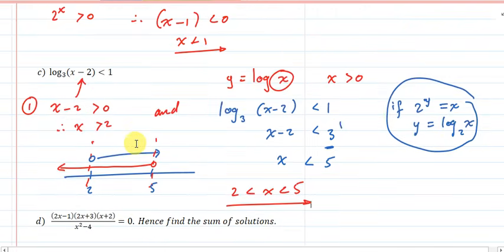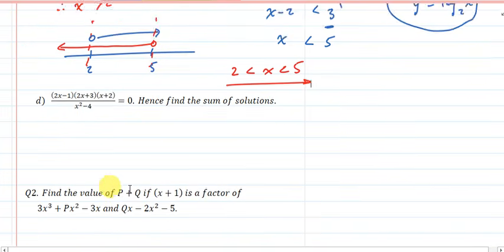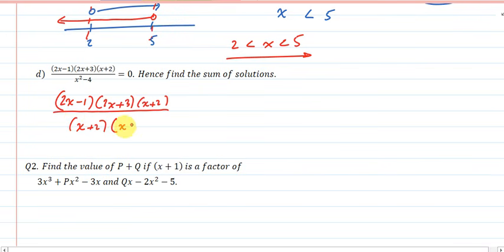Third problem. Fourth problem, D. 2x minus 1 into 2x plus 3 into x plus 2 over x squared minus 4 is equal to 0. So let us solve for x here. So we have to factorize. We got 2x minus 1 into 2x plus 3 into x plus 2 all over x plus 2 into x minus 2 is equal to 0.